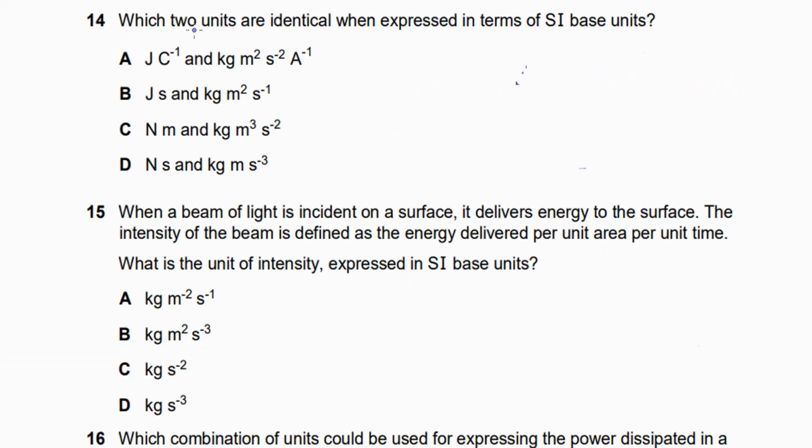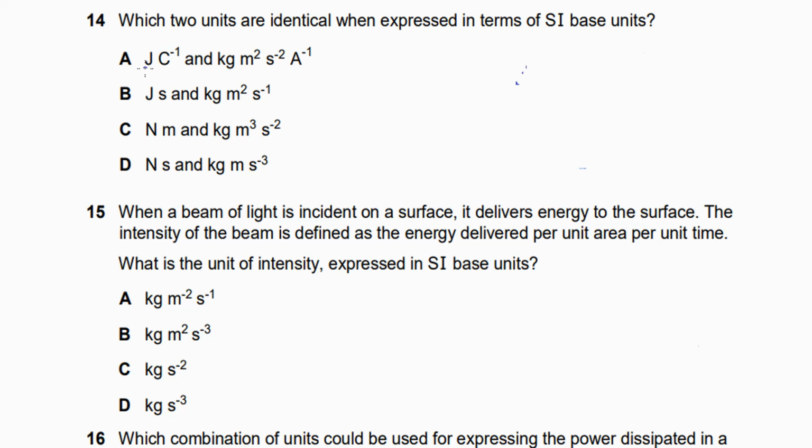Then in number 14 it says, which two units are identical when expressed in terms of SI base units? In A, we have joules per coulomb and kilogram meter squared per second squared per ampere. In order to answer this question, we need to express the joules per coulomb in terms of SI base units.